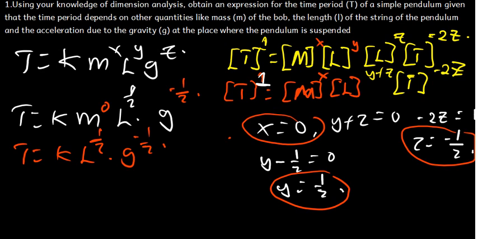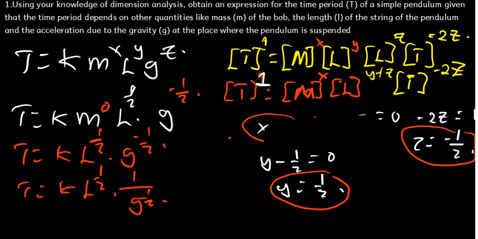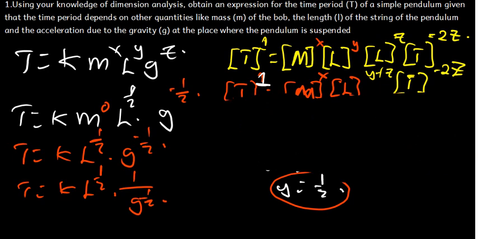Now we know that if we talk about to the power negative half, this is the same as k l to the power half times 1 over g to the power half. It is the same thing. So if that is the same thing, then we can say that, let's create space this side.